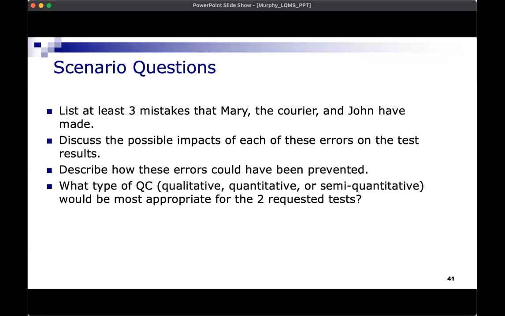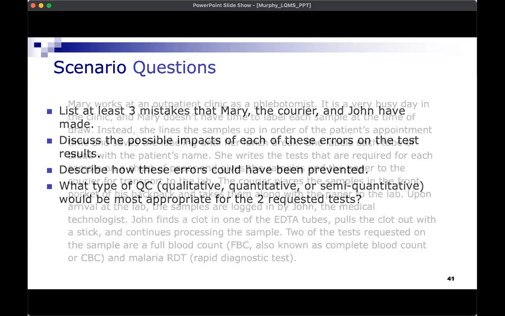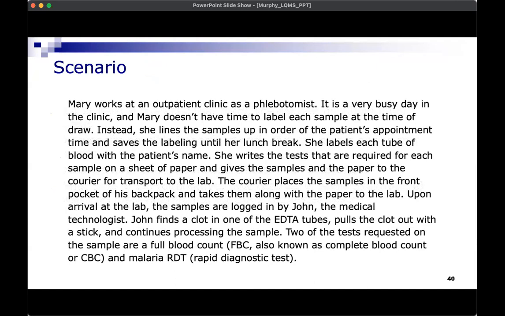And then lastly, what type of QC, qualitative, quantitative, or semi-quantitative, would be most appropriate? So the two tests were the CBC or the FBC. So that would be a quantitative QC, right? So you want a numerical value for each of the results. And then the malaria RDT, or rapid diagnostic test, that would be a qualitative QC. So you're looking for just a positive or a negative there.